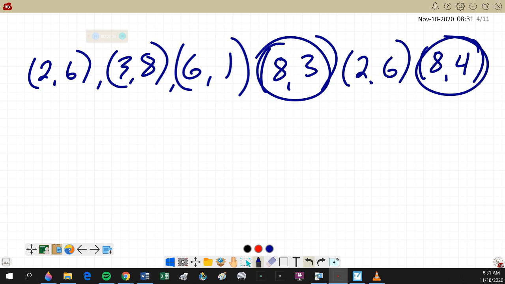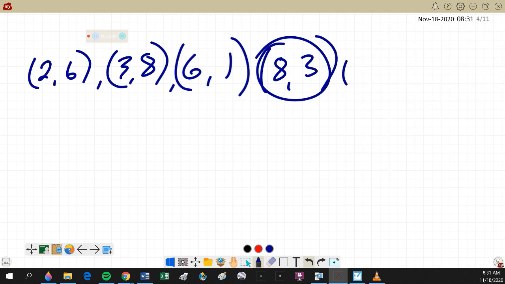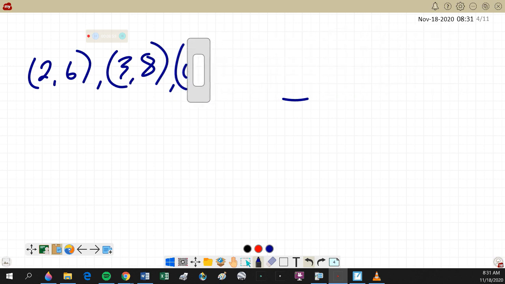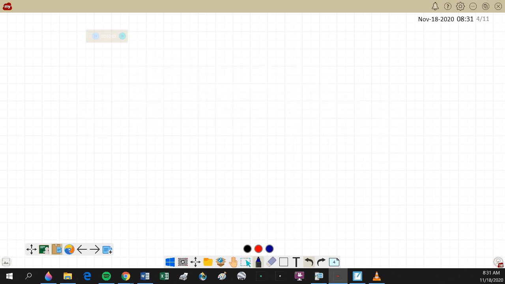Okay, what if I did this? Is that okay? But I have 2 3s. Right. Can multiple people live in the same city? Yes. Okay. So, what about a graph?